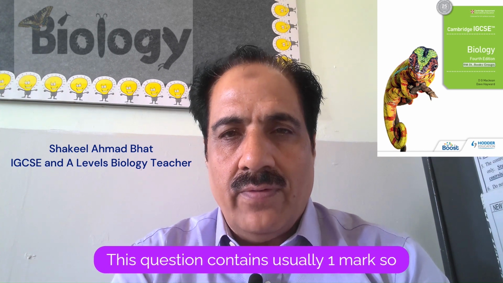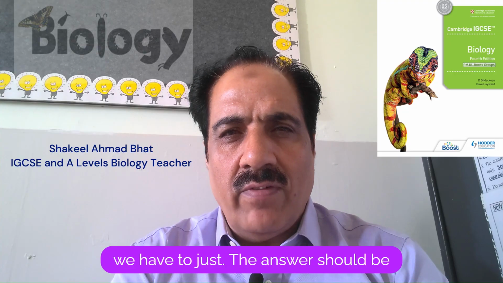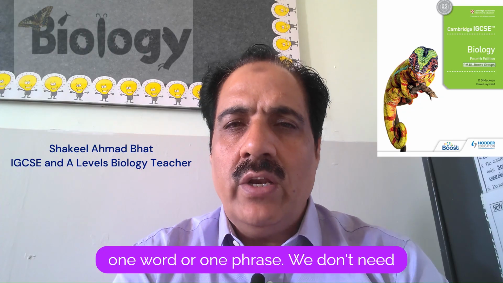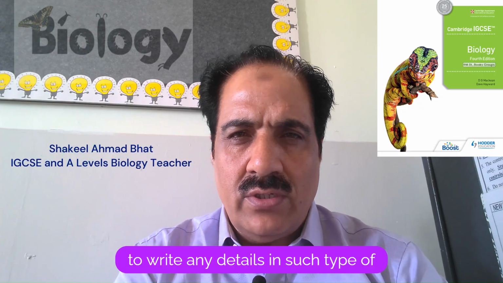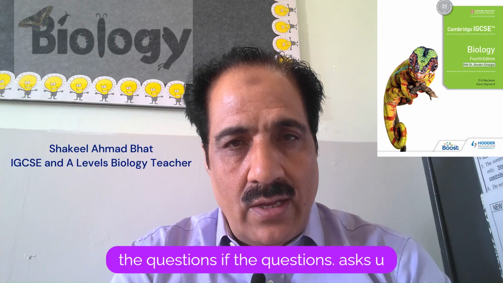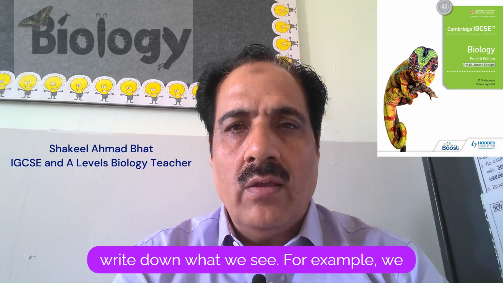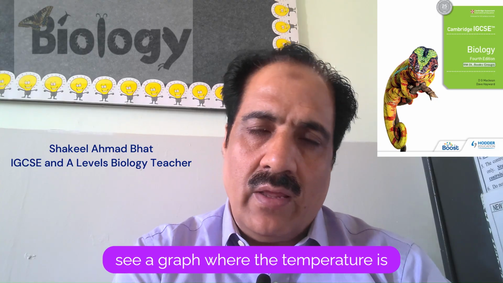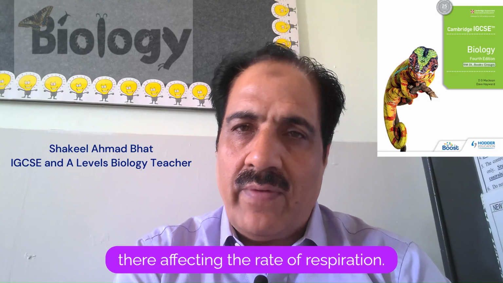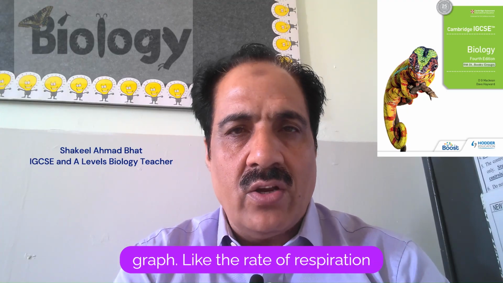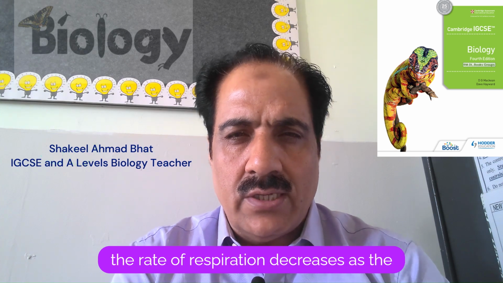If the question says state or name or identify, this question usually contains 1 mark. So the answer should be one word or one phrase. We don't need to write any details in such type of questions. If the question asks us to describe, it means we have to write down what we see. For example, we see a graph where the temperature is affecting the rate of respiration. So we'll write down what we see from the graph, like the rate of respiration increases as the temperature increases, the rate of respiration decreases as the temperature decreases.